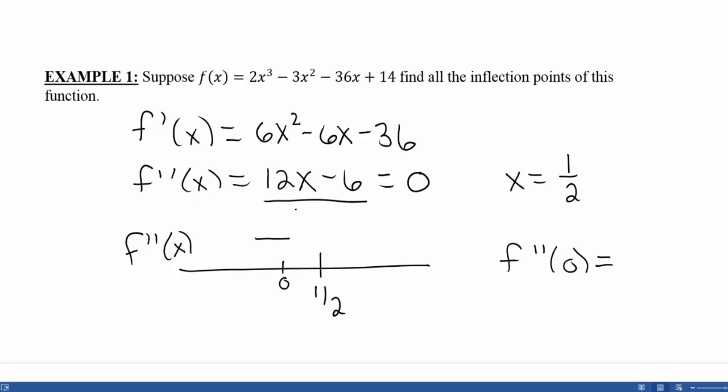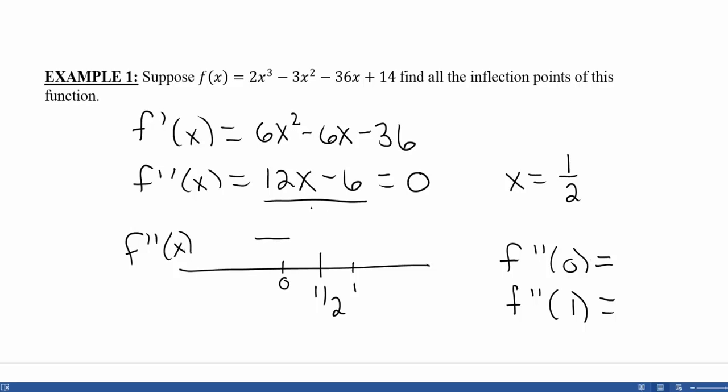So to the left of x equals half, my second derivative is negative, which tells me that my original function is concave down to the left of 1/2. When I test something to the right of half, I'm going to pick 1. Again, I can pick any number I want that's to the right, but I'm going to pick something that makes my life a little bit easy.